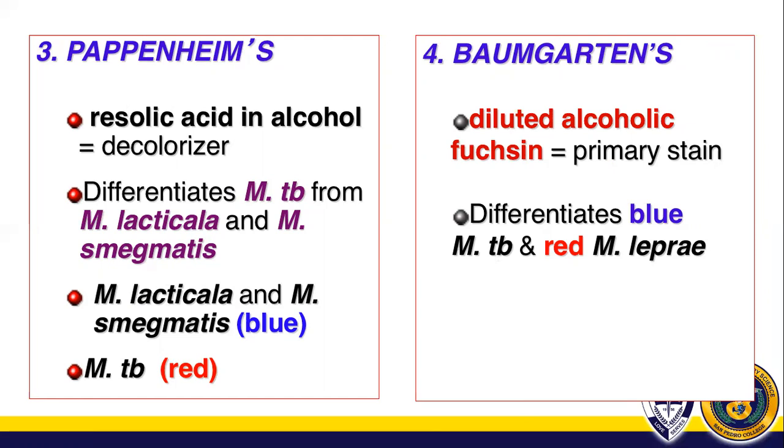So the four methods for acid-fast staining: you have Ziehl-Neelsen, the hot stain method. You have Kinyoun, the cold stain method with wetting agent. Pappenheim's, which makes use of rosolic acid and alcohol as the decolorizer, differentiates Mycobacterium tuberculosis from lacticola and smegmatis. And Baumgarten's, which makes use of diluted alcoholic fuchsin as primary stain, differentiates Mycobacterium tuberculosis from Mycobacterium leprae. Here, Mycobacterium tuberculosis is stained blue instead of red. Mycobacterium leprae is the one that's stained red.